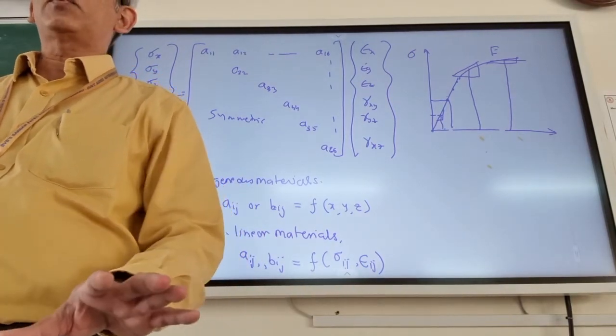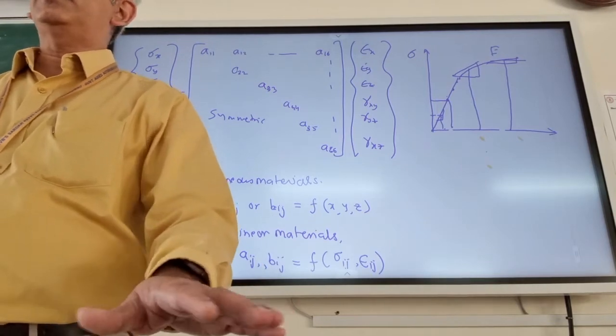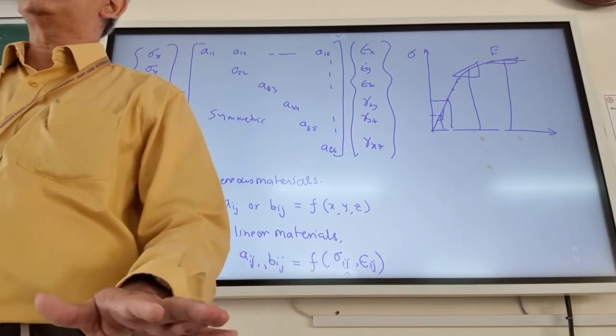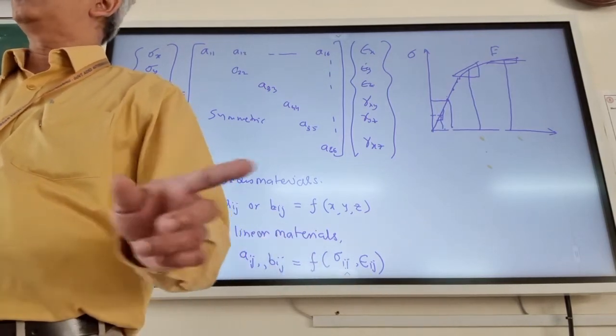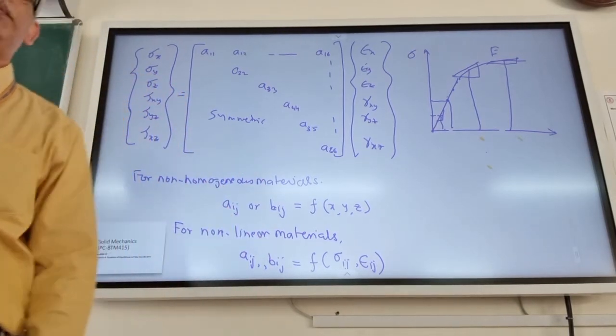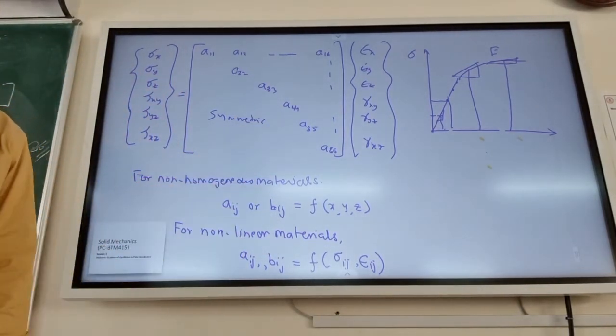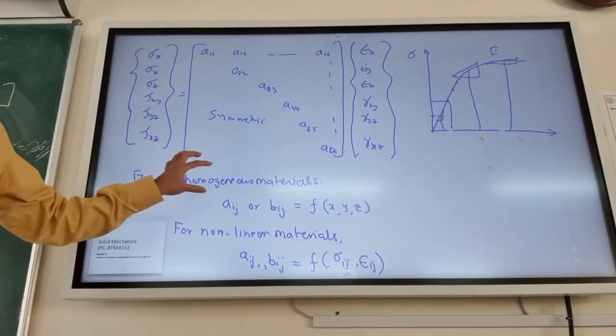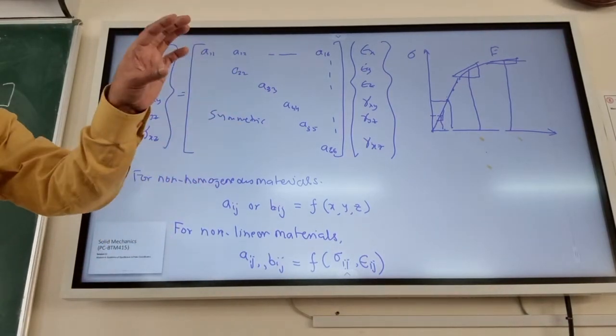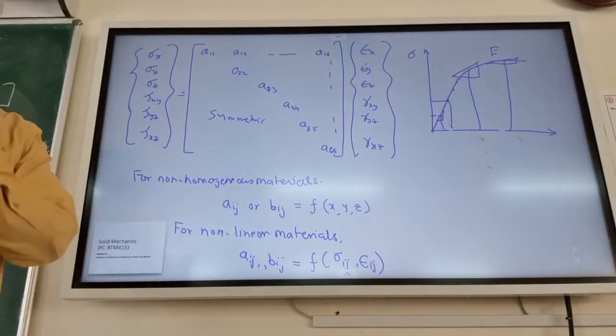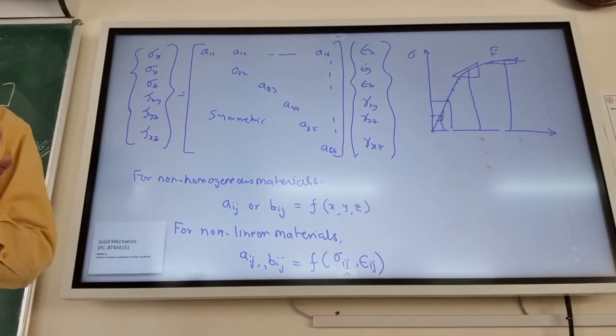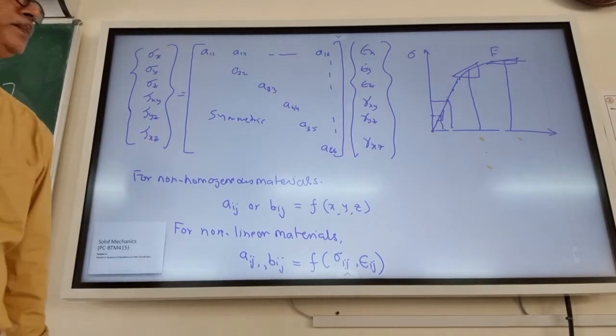However, the material is isotropic. The properties at every point are equal in all directions, but they are different at different locations. So that is the difference that you should know. So what is homogeneous, what is isotropic, and what is non-linear, you should be very clear among yourself.